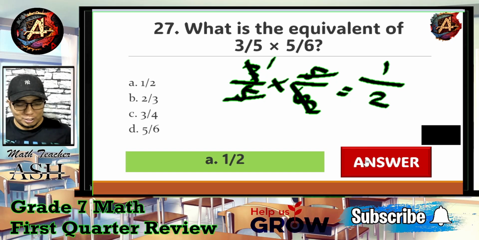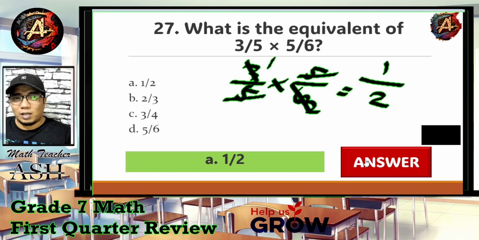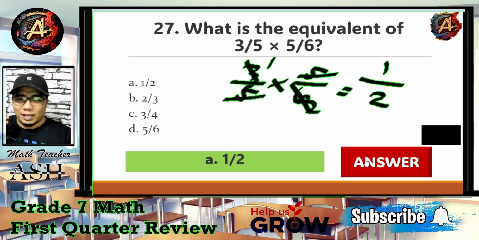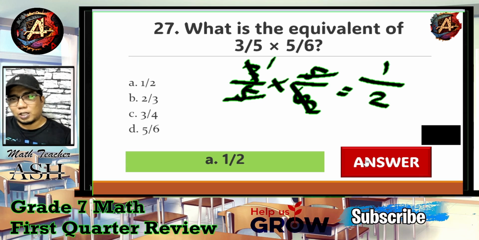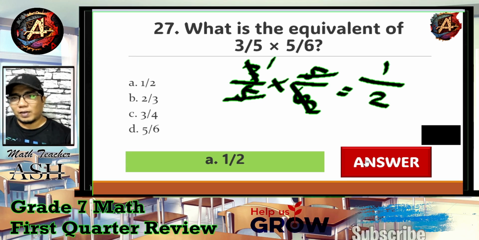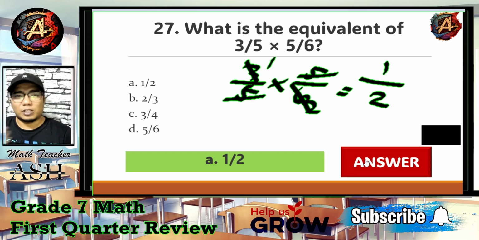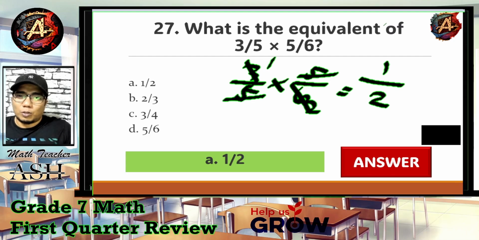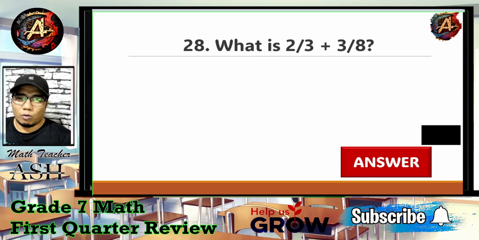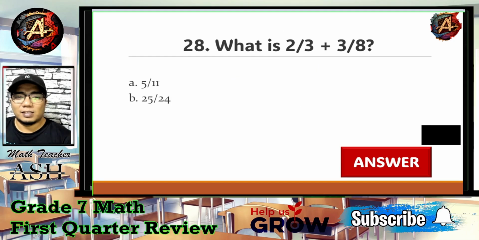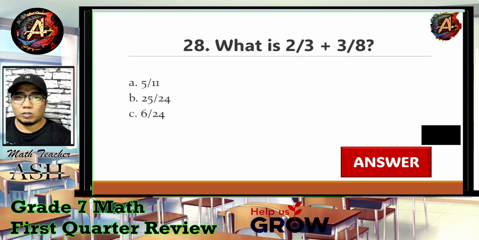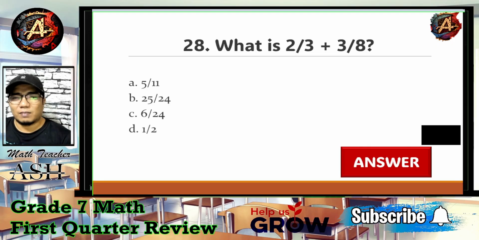Alright, my dear math learners, we are correct. Now, I hope you got that one. Of course, if you don't want to use the cross cancellation, you just multiply 3 times 5, that is 15. 5 times 6, that is 30. So 15 over 30, if you get the lowest term by dividing both sides by 15, the answer is still 1/2. Alright. Now, let us go to question number 28. What is 2/3 plus 3 over 8? Is it A, 5/11, B, 25 over 24, C, 6 over 24, or D, 1/2? I'll give you 5 seconds to think about your answer.